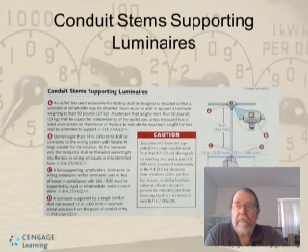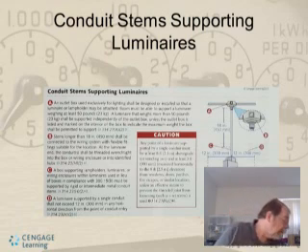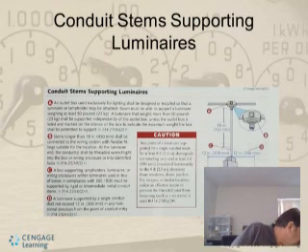Conduit stem supporting luminaires. An outlet box used exclusively for lighting shall be designed or installed so that a luminaire lamp holder may be attached. Boxes must be able to support a luminaire weighing at least 50 pounds. A luminaire that weighs more than 50 pounds shall be supported independently of any outlet box, unless the outlet box is listed and marked on the interior of the box to indicate the maximum weight the box shall be permitted to support. Okay.